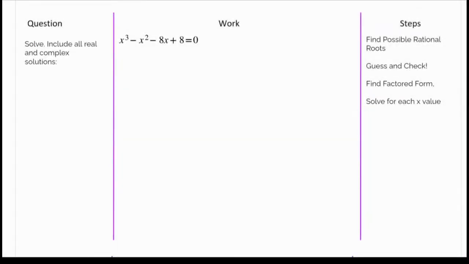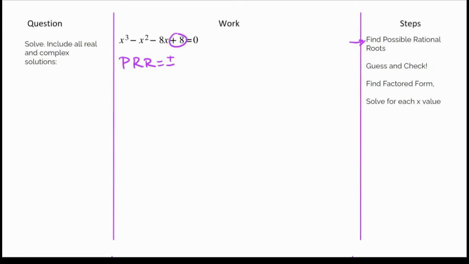Here I'm asked to solve this function, and what I'm really looking for are the zeros. So what x values make this equation equal to 0, or the roots. To start off, I'm going to find the possible rational roots by using the rational root theorem.